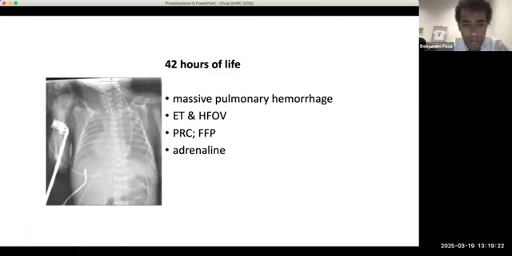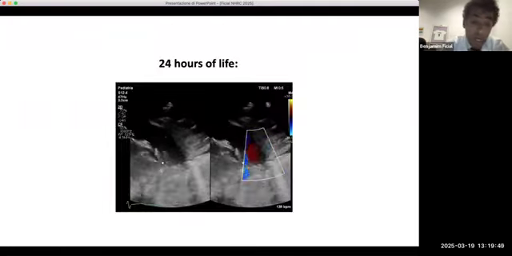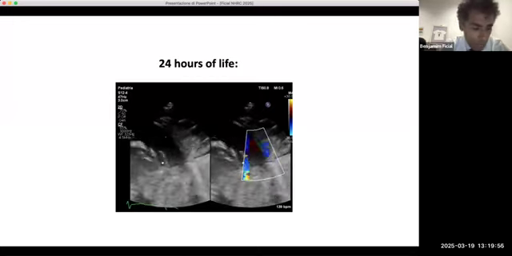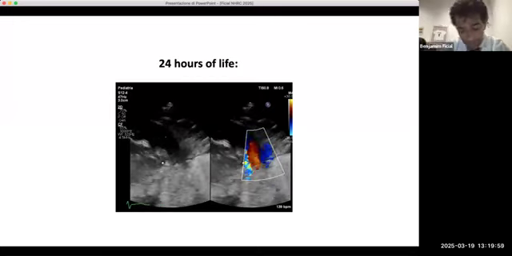At 42 hours of life, she had a massive pulmonary hemorrhage. She was intubated, and she was placed on assisted ventilation. She received transfusion of red blood cells and plasma, and she was started on adrenaline infusion. However, despite all these interventions, she passed away a few hours later. Earlier, we performed an echocardiogram exactly at 24 hours of life, which showed a normal cardiac anatomy and a large PDA.